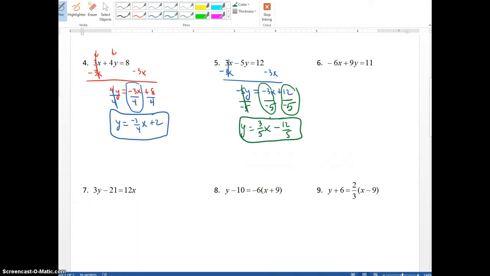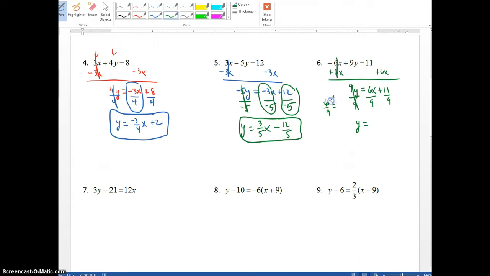Okay, pretty straightforward. Next one, to get rid of negative 6x, I would go ahead and add 6x, add 6x. Bring down 9y equals 6x plus 11. Then I would go ahead and divide everything by 9. Y equals 6 over 9. That fraction can be reduced.